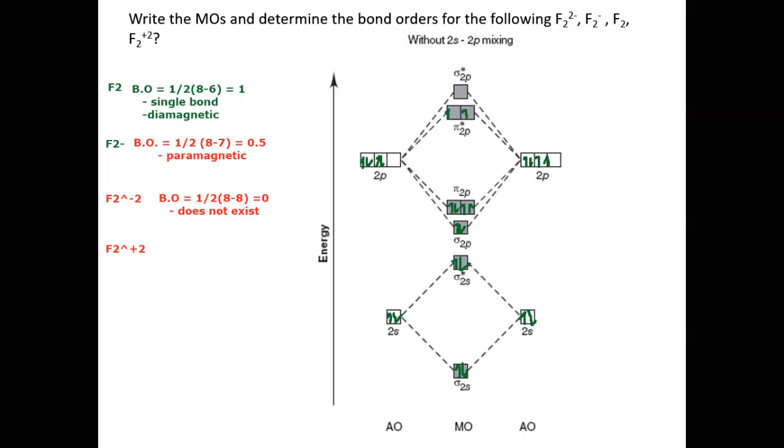So the bond order would equal 1/2 (8 minus 4), which equals 2. So this would have a double bond, and be paramagnetic because now it has lone electrons. So again, the main thing is to pick the right orbital diagram. If it's fluorine, oxygen, or neon, you pick this one. If it's carbon, boron, or nitrogen, you pick the one on the previous slide with s and p mixing.